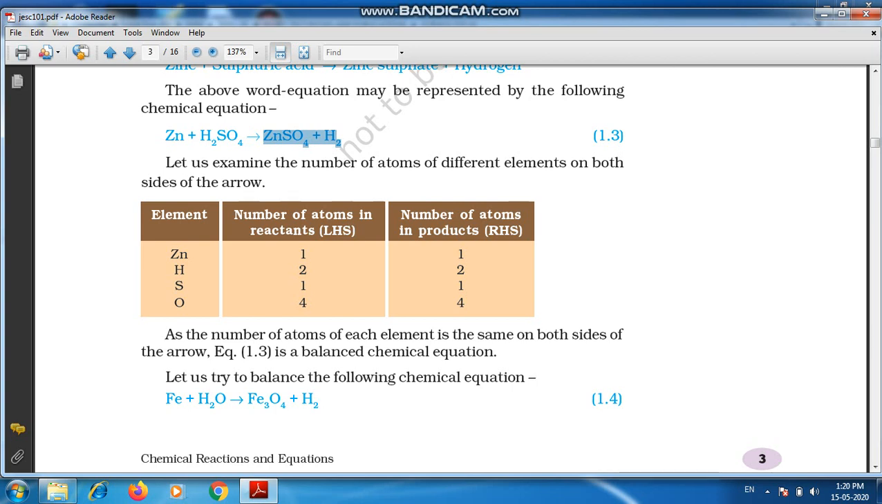Number of atoms in the reactant, that is, the left hand side. How many zinc atoms can you see? 1. Hydrogen H2, so there are 2. Sulfur 1 and oxygen 4. Now on the product side, you will see Zn is 1, S is also 1, hydrogen is 2, oxygen is 4.